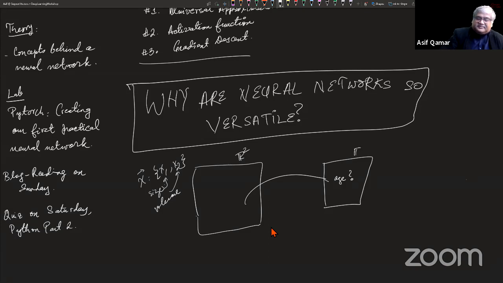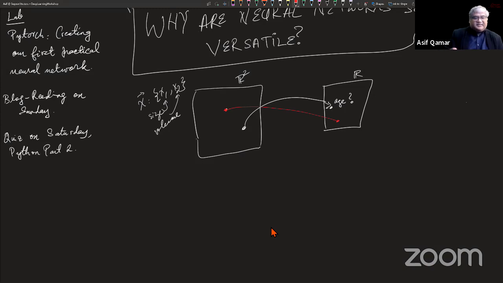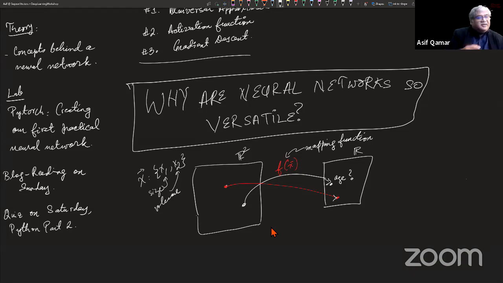So age is a real number. Whichever way you map a point from here to here, and another point to another point, say here, you would agree that there has to be some function of the x vector, some mapping function that takes you from the input space to the target space.